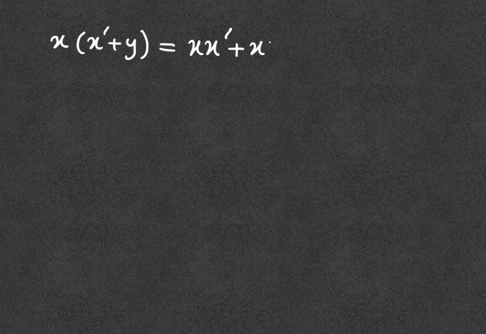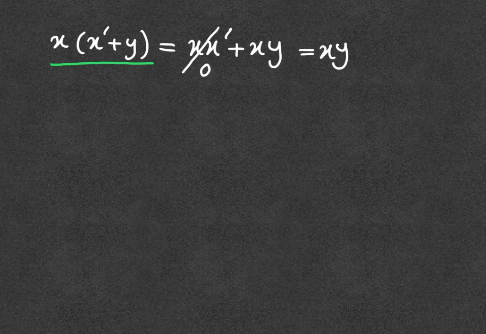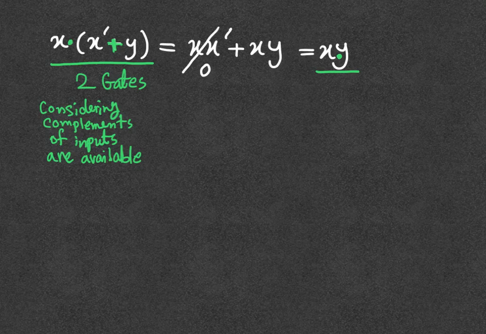Let's have an example. Let's say you have x, x prime, y. That's a simple example. You multiply x by x prime and then x y. Based on the theorems before, x times x prime is 0, so you get x y. That's more simplified. Why more simplified? Because in this Boolean expression, how many gates do we have? But in here, we only have one AND gate. Fewer gates means a more simplified function.